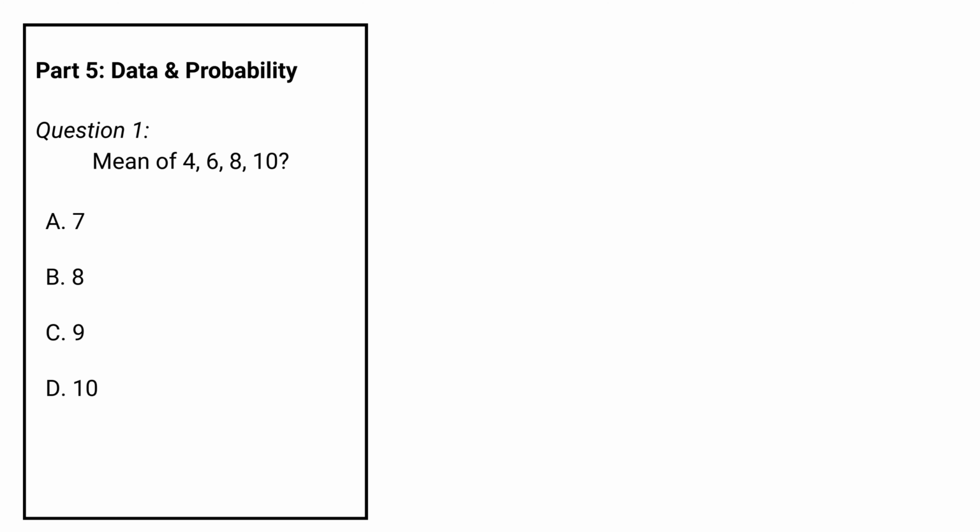This section checks whether you can interpret graphs and understand basic statistics. What is the mean of the numbers 4, 6, 8, and 10? Your choices are A, 7, B, 8, C, 9, D, 10. Pause the video and try it yourself. A common mistake is to pick 8 because it's the middle value, but that's the median, not the mean.